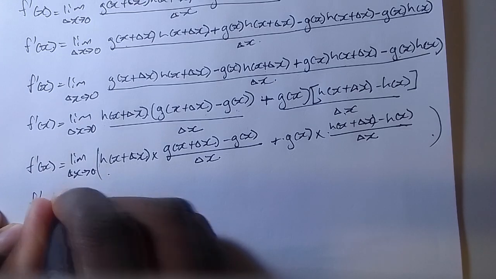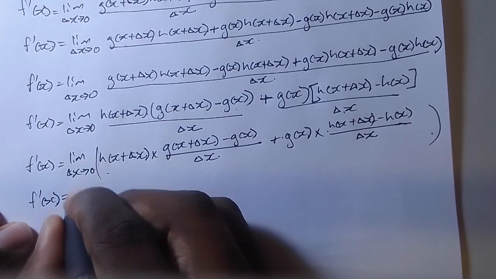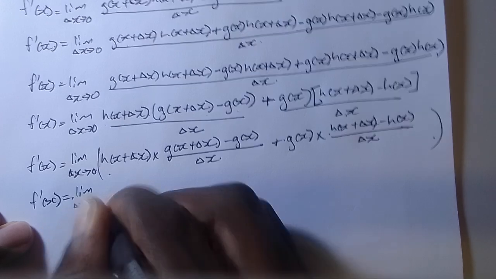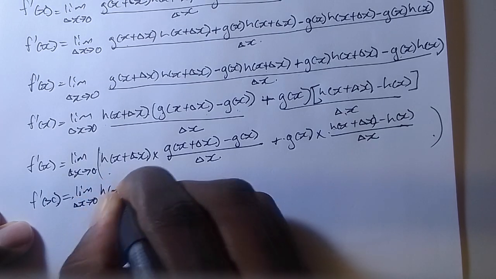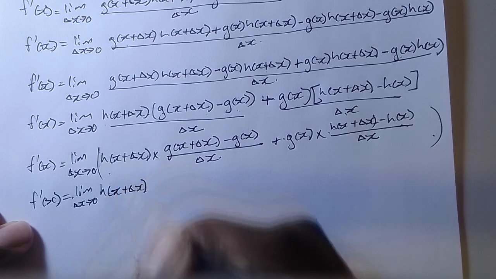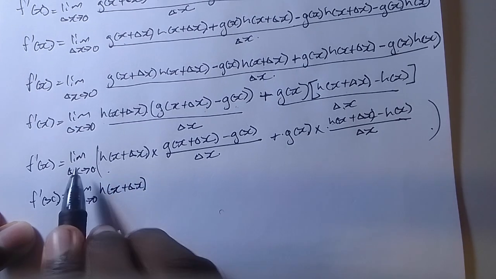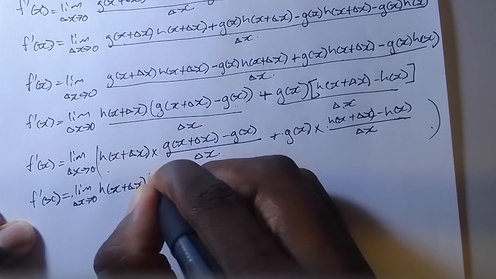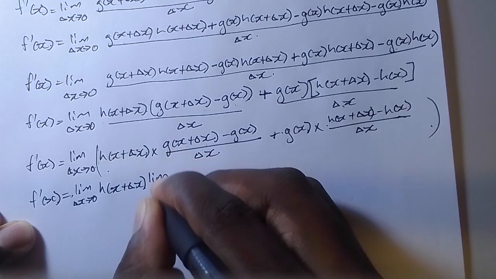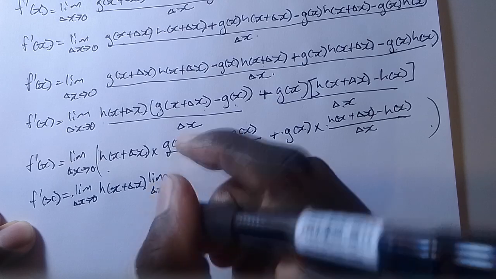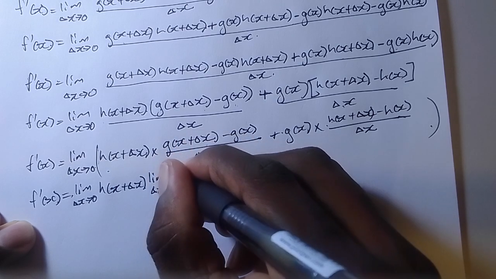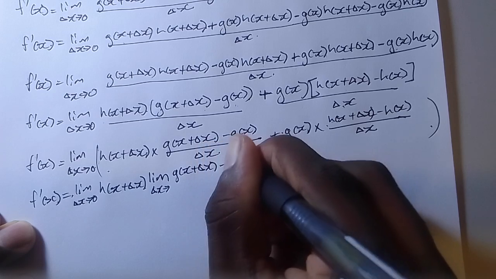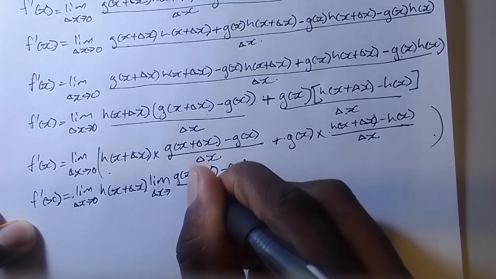So the laws of limits allow us to say we are taking the limit as delta x approaches 0 of h of x plus delta x, right? That's our first limit. And we can take this with that. We can say, and times the limit as delta x approaches 0 of g of x plus delta x minus g of x, all divided by delta x.